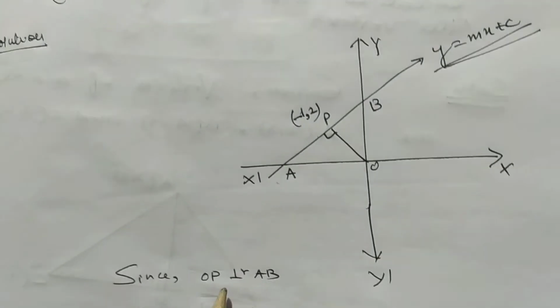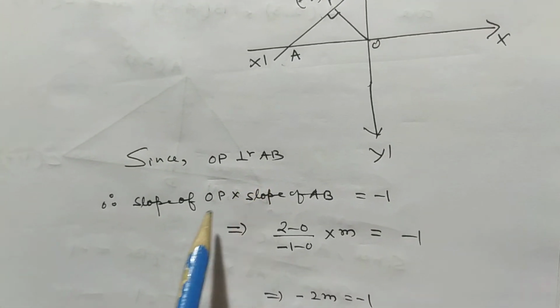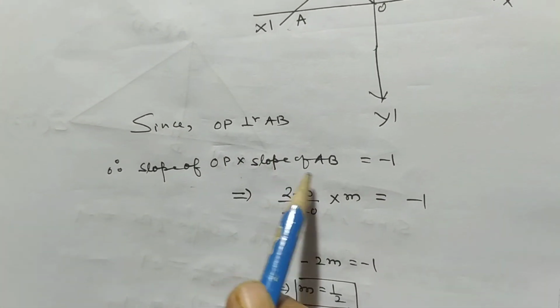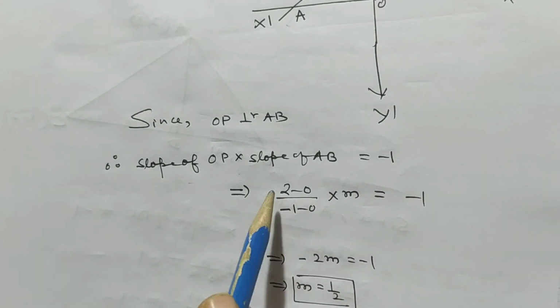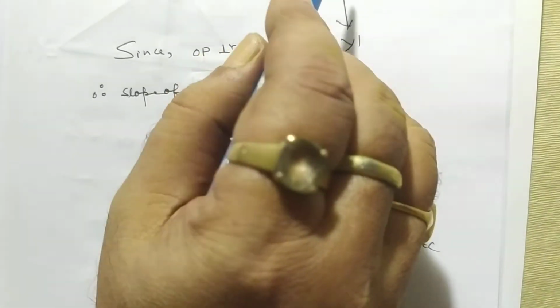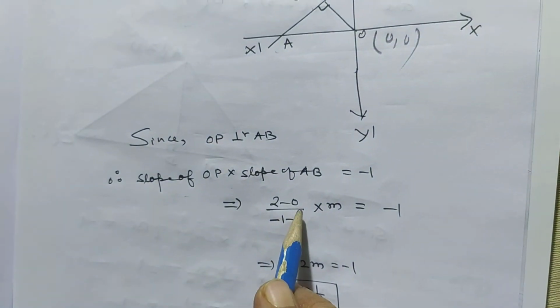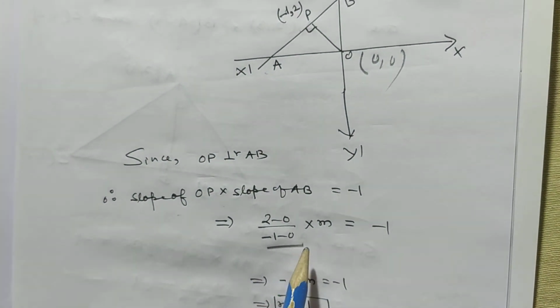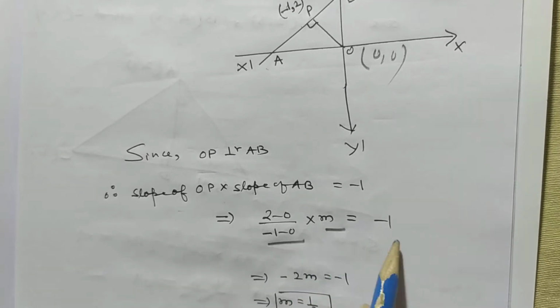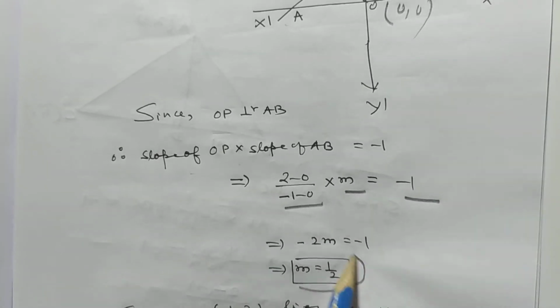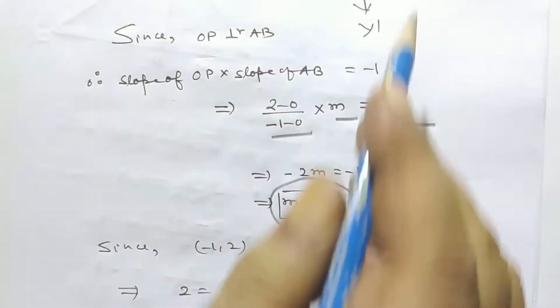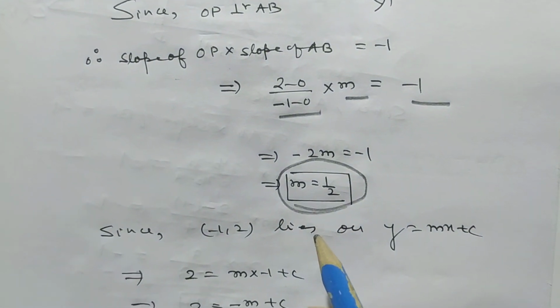Since OP is perpendicular to AB, the slope of OP into the slope of AB is equal to -1. The slope of OP is equal to, the coordinates of O are 0, 0. So (2 minus 0) divided by (-1 minus 0) into m is equal to -1. So m is equal to 1 by 2. The slope of OP is -2.